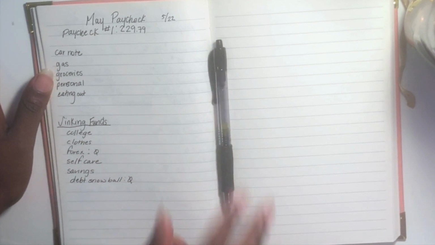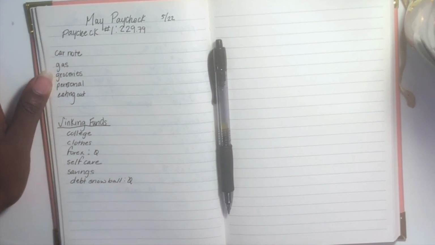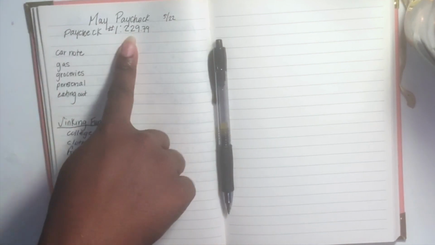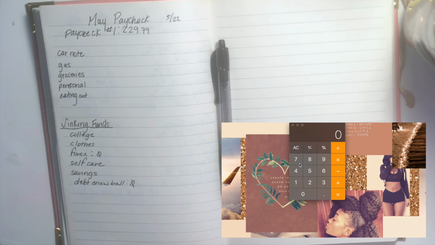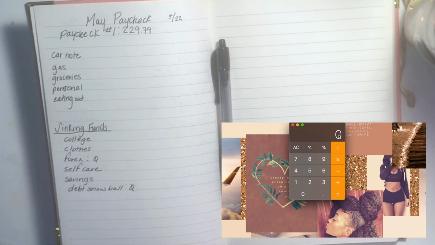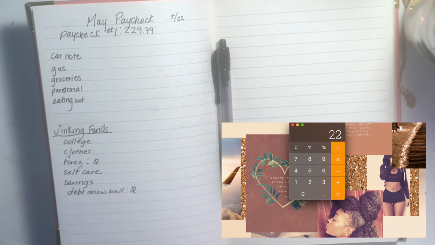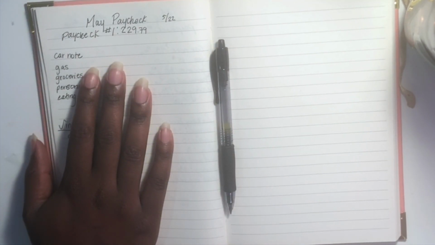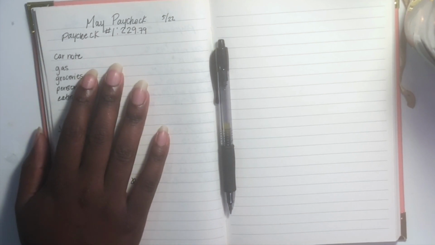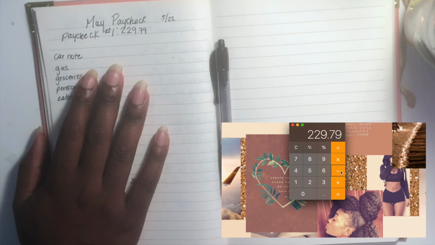The next step I do is I take my calculator and I put the amount that I have. I'm going to screen record that from my laptop because I can't find my calculator. 229.79. So my car note, I divided into 5 weeks because there are 5 Fridays in the month of May. My car note costs $211 divided by 5. That is $43 a paycheck. So I know I'm going to subtract $43 from here.